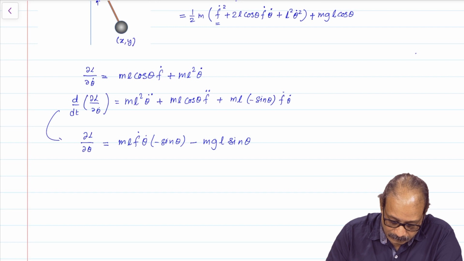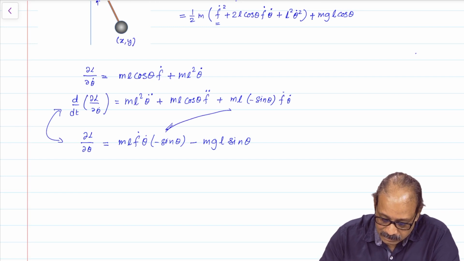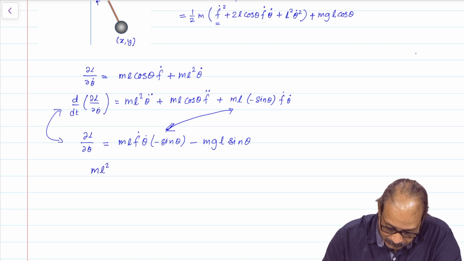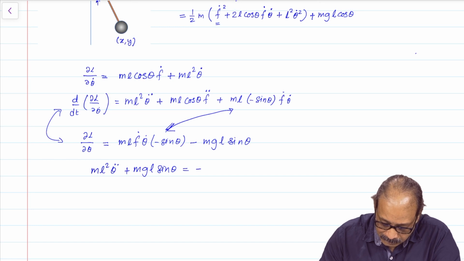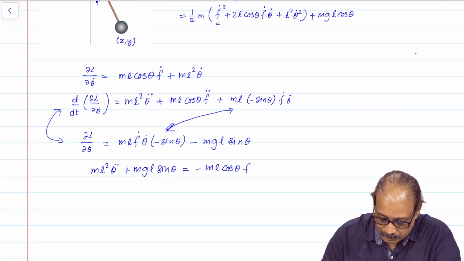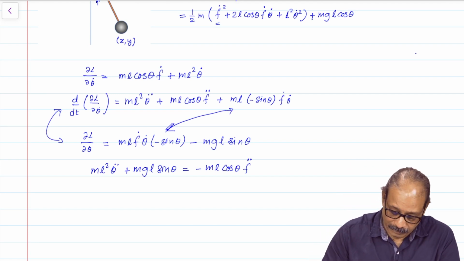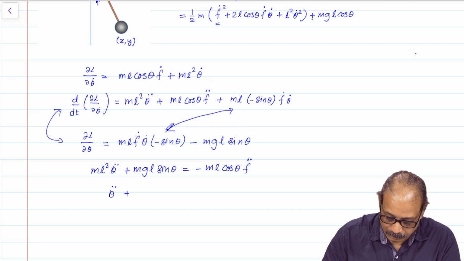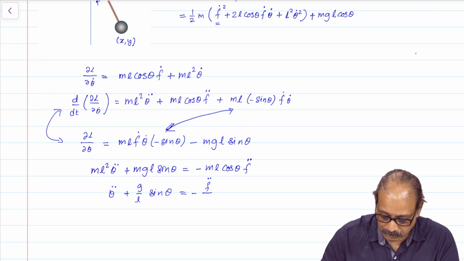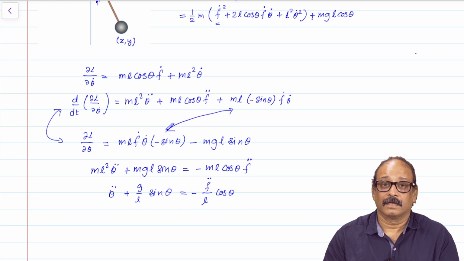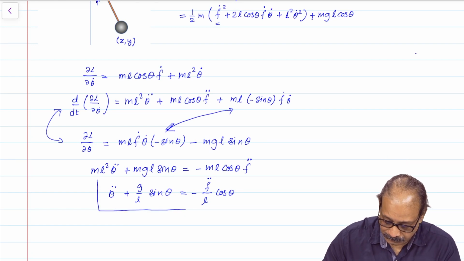And when you equate these two, this term here cancels with this term. That leaves us with m L square theta double dot plus, so I will take this to the other side, m g L sin theta, and this will be equal to minus m L cos theta into f double dot. And there you see, we get the final equation, which is theta double dot plus g by L sin theta is equal to minus f double dot by L cos theta. This is the equation we had derived earlier.